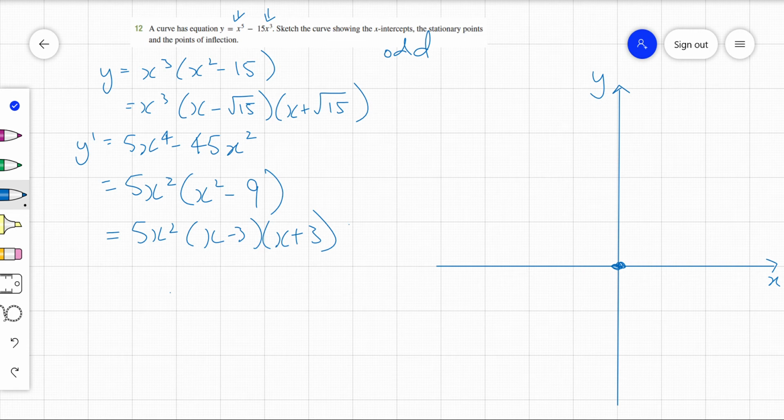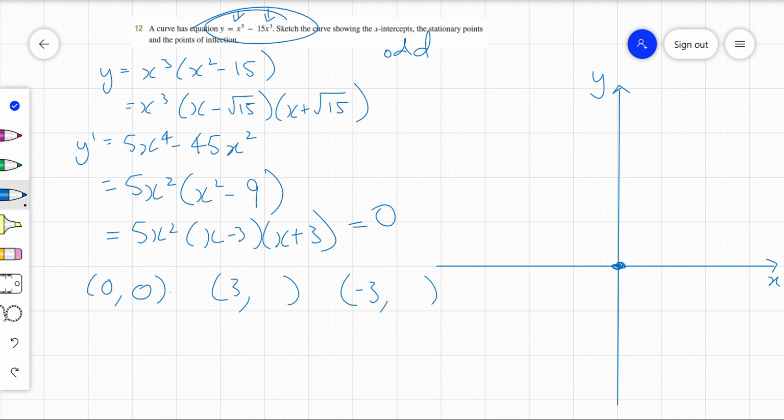So what does that tell us? Well, when y dash equals 0, we get the stationary point. So we can see we're going to get a stationary point at 0, at 3, and at negative 3. They're our stationary points that we're looking at. So if we just quickly sub those into our f of x, we can see 0, 0 is going to be a stationary point.